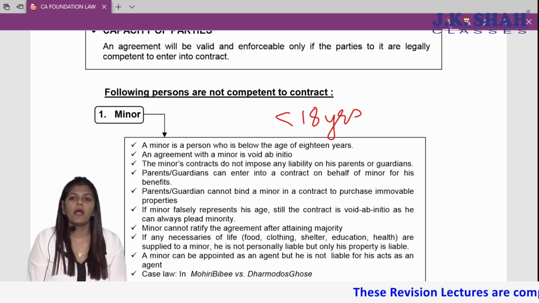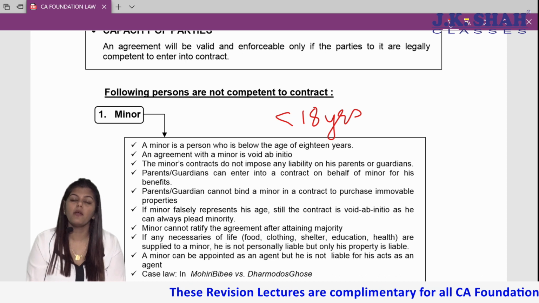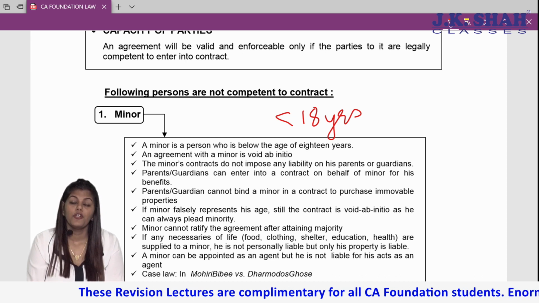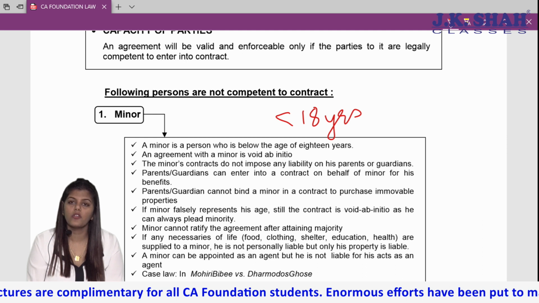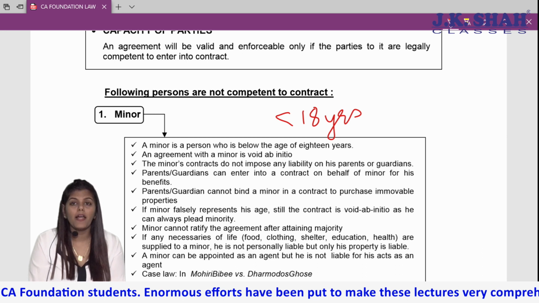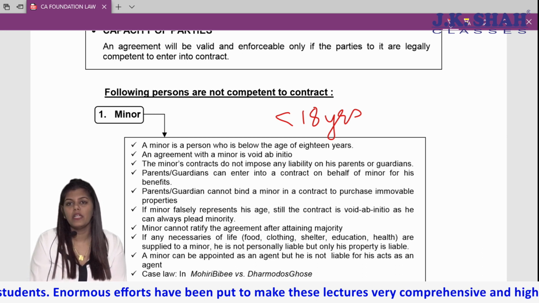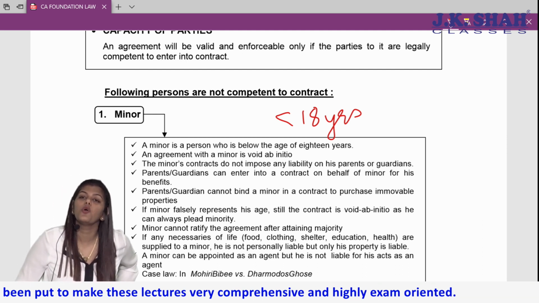So many people are minors, but still they have their bank accounts. But they don't enter into a contract with the bank, parents do it on their behalf. So in this particular case, yes, parents or guardians can enter into a contract on behalf of a minor, but for their benefits. But they cannot buy or sell any immovable asset, land, building, flats, etc. Law बोलता है, parents, if you want to buy a house, you do it in your own name, not in your child's name.